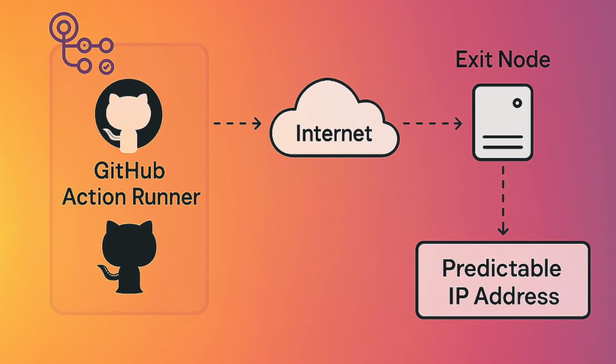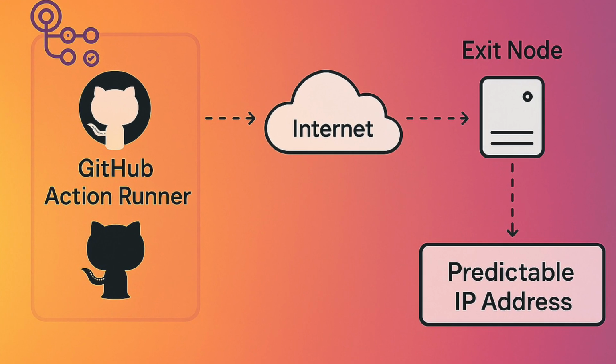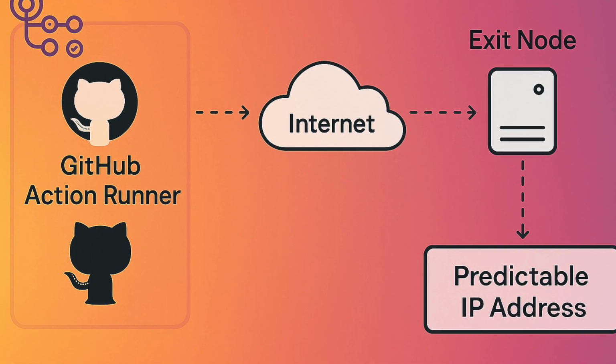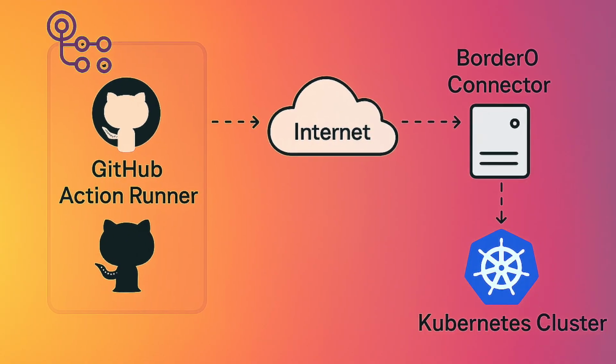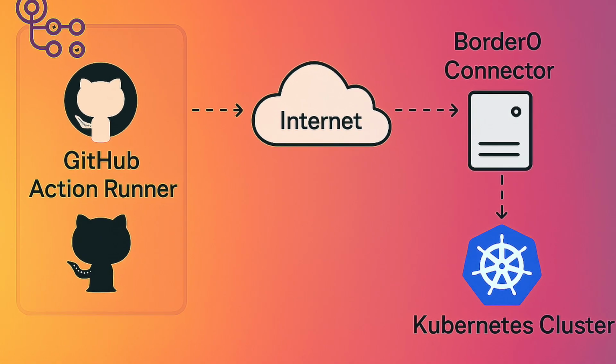Every time you run it, it comes from a different IP address, and you really don't want to open up access from that massive IP range just to make things work. So in this demo, we'll fix that using border zero by giving your GitHub action a real identity and routing its traffic through a static IP address, one of your own exit nodes. That way, GitHub Actions can securely reach your private infrastructure, internal APIs, or even Kubernetes clusters without any firewall changes. All it takes is a border zero service account and a few lines to your workflow file.